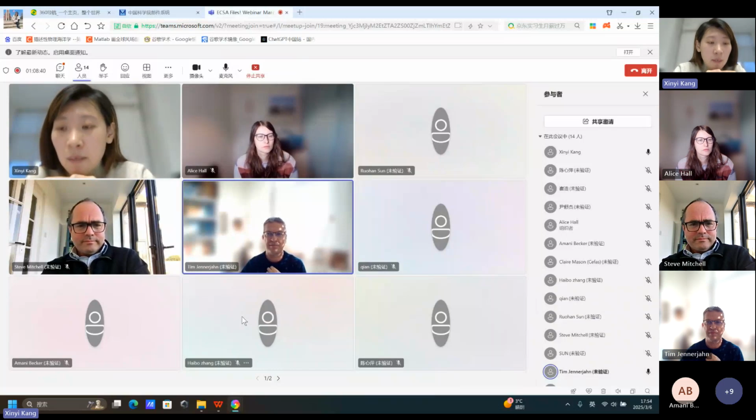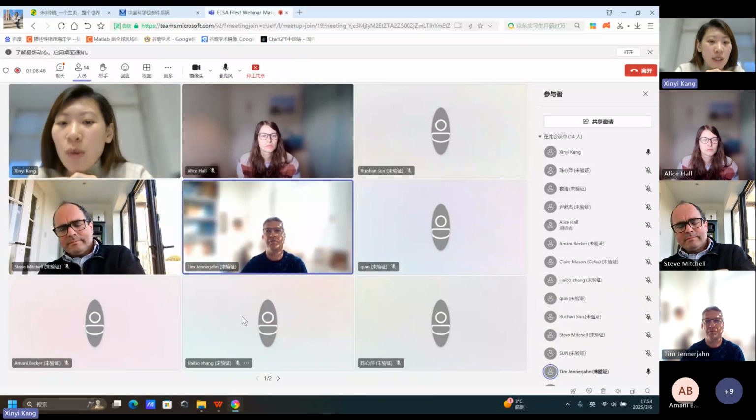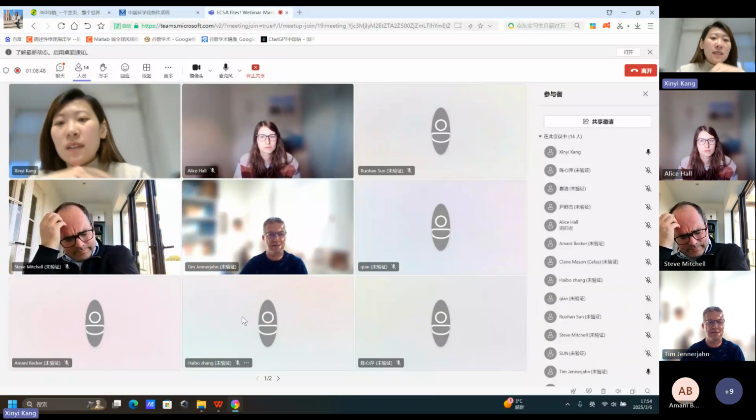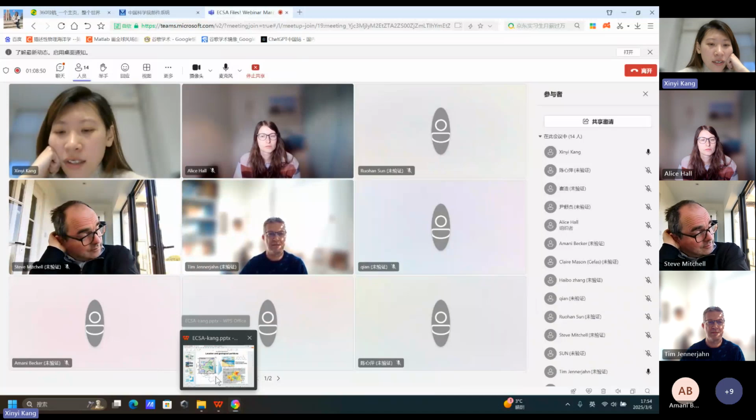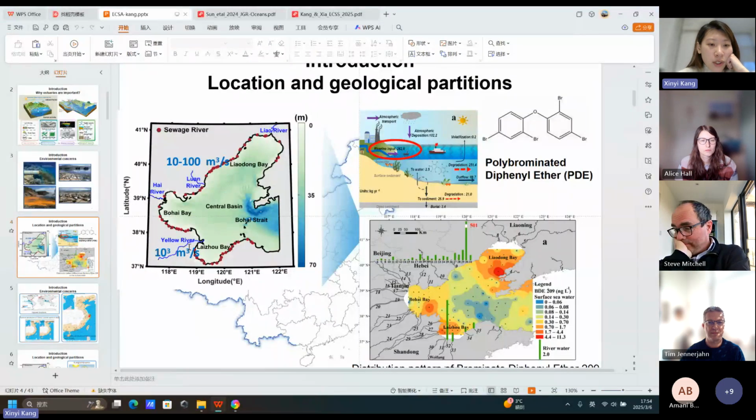The water exchange in the Bohai Sea is very weak, normally like 2 to 3 years for the whole region. It's quite weak because only the Yellow River normally shows the largest river flux, and the other ones are quite small. Also it's semi-enclosed, with only one entrance, the Bohai Strait, connecting to the open ocean.